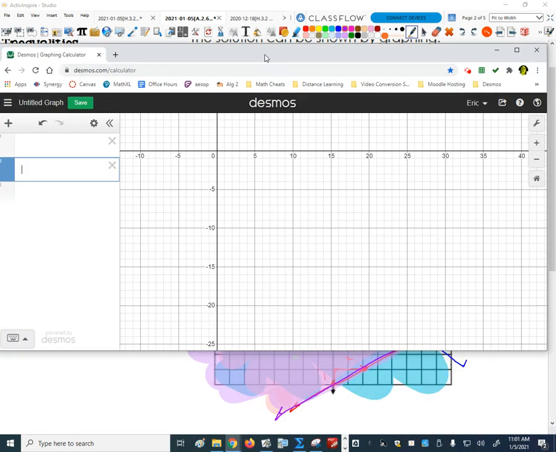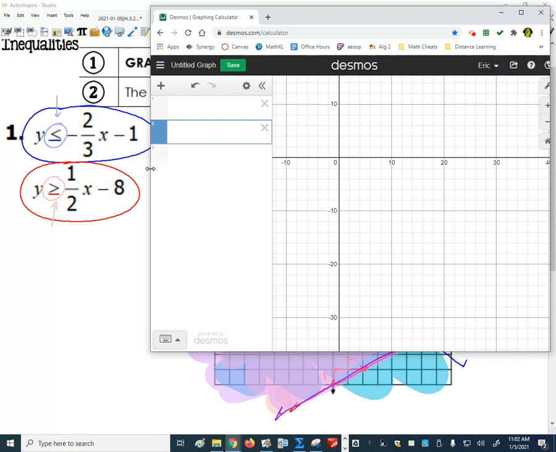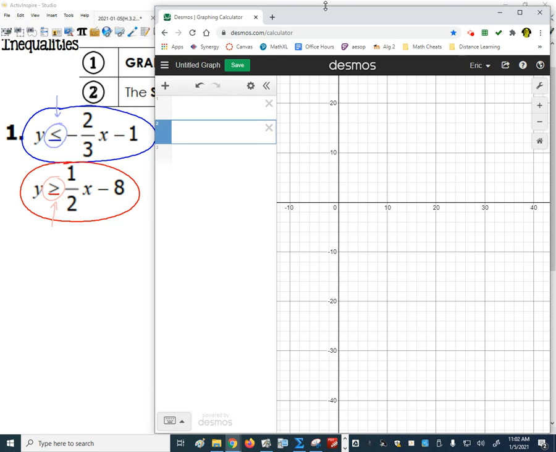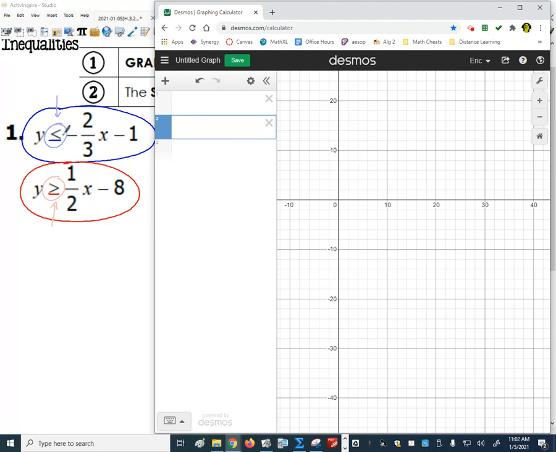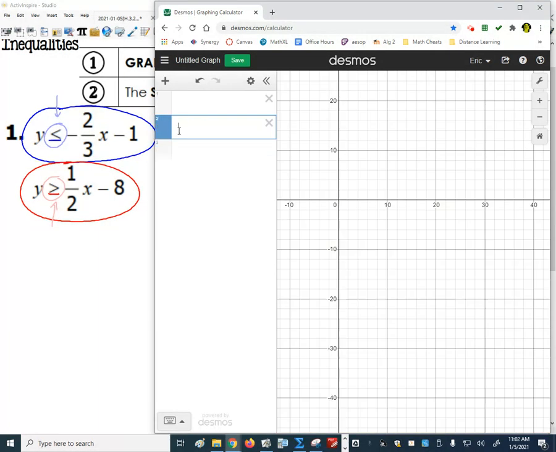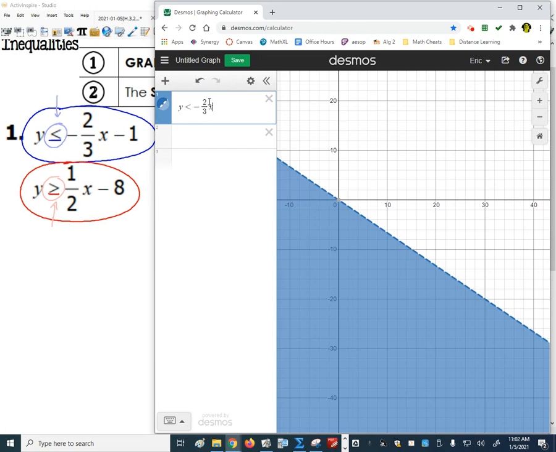Okay, all you have to do on Desmos. There we go. The only part that you may not be sure of, I bet you could just guess how to do this, but I bet you're wondering, how do you get a less than or equal to? Well, all you have to do on Desmos is I'm going to type this in. Y is less than negative 2/3. Oh, I got it in the wrong spot. Never mind. Hang on here. I put it up here. Y is less than negative 2/3 x minus 1.